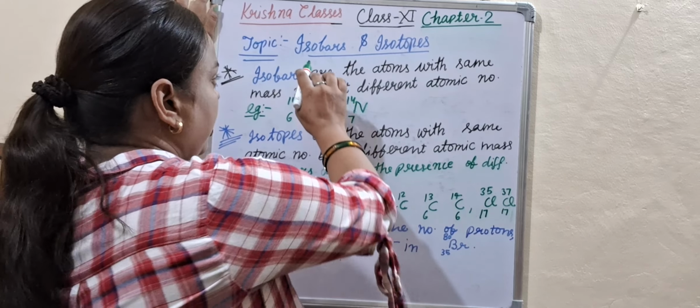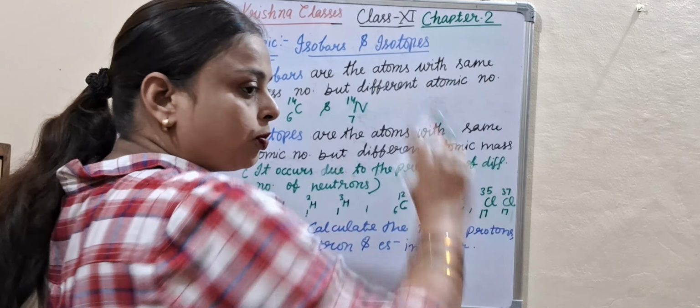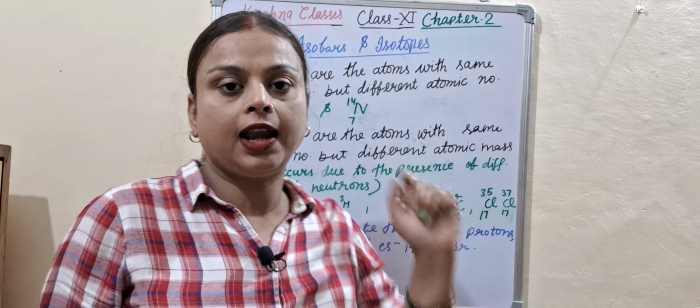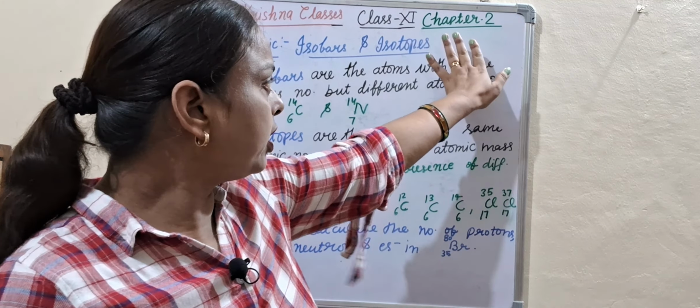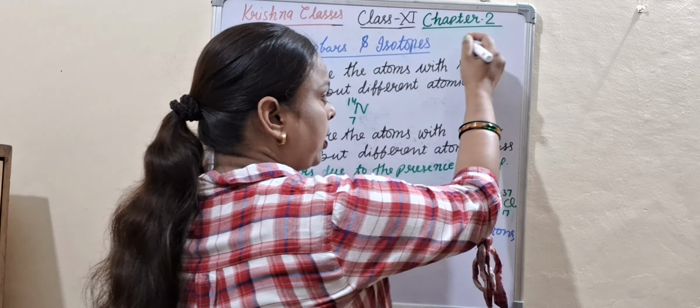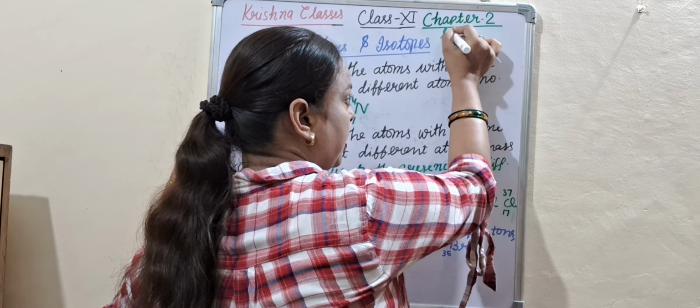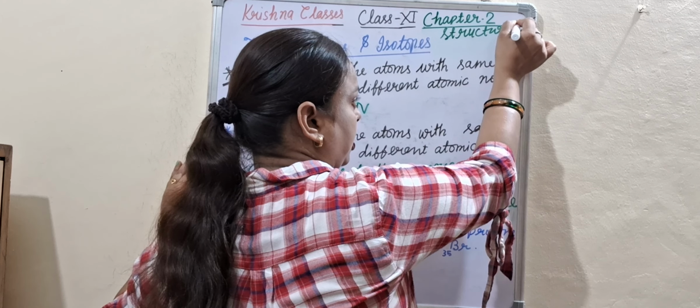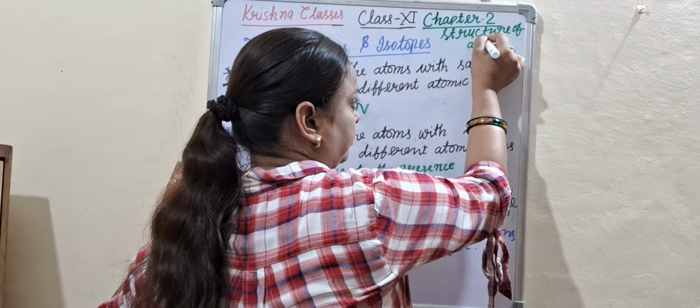Today's topic is isobars and isotopes. This topic is related to chapter 2 of class 11th. You know very well the name of the chapter is structure of the atom. What is the name of the chapter? Structure of atom.